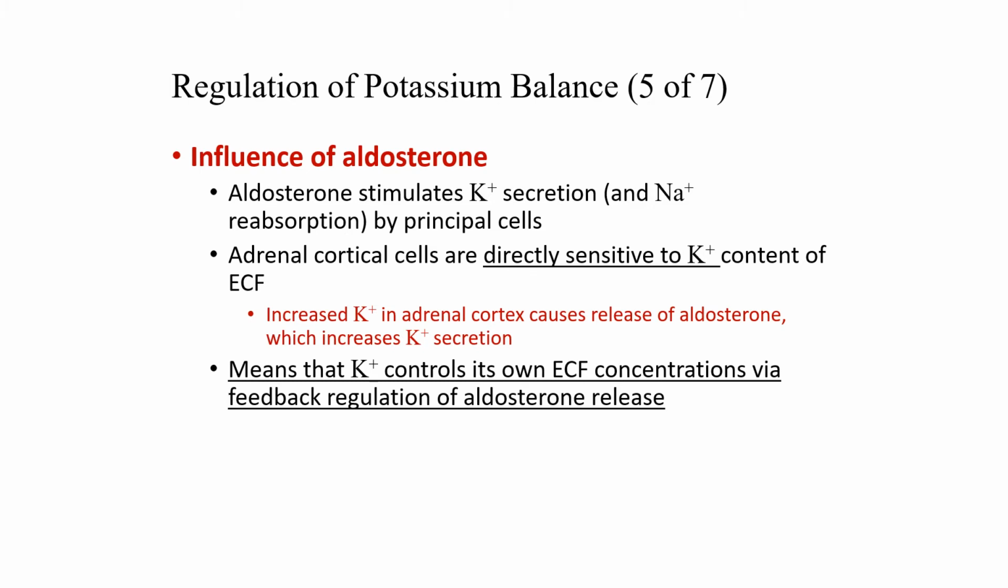What about aldosterone? Well, aldosterone is going to stimulate potassium secretion and sodium reabsorption. The adrenal cortical cells are very sensitive to potassium in the extracellular fluid in the plasma. So increased potassium in the adrenal cortex causes release of aldosterone. Aldosterone means sodium is going to be what? Taken up. And what does that mean? Potassium is secreted. So potassium controls its own extracellular concentration by using feedback regulation of aldosterone.